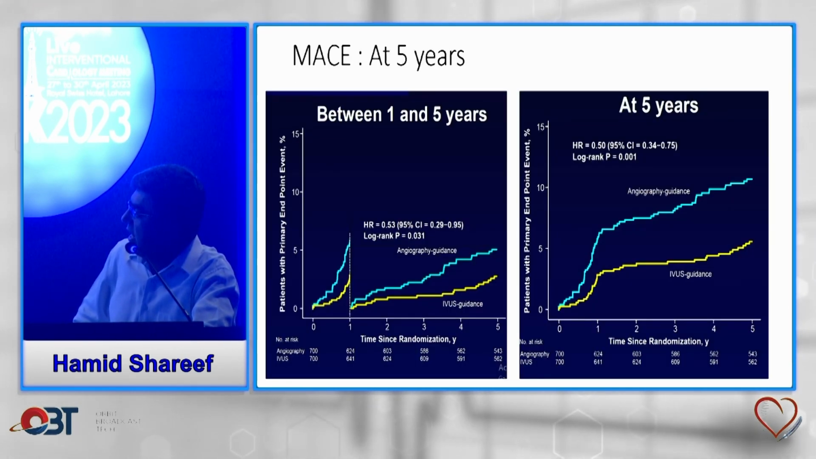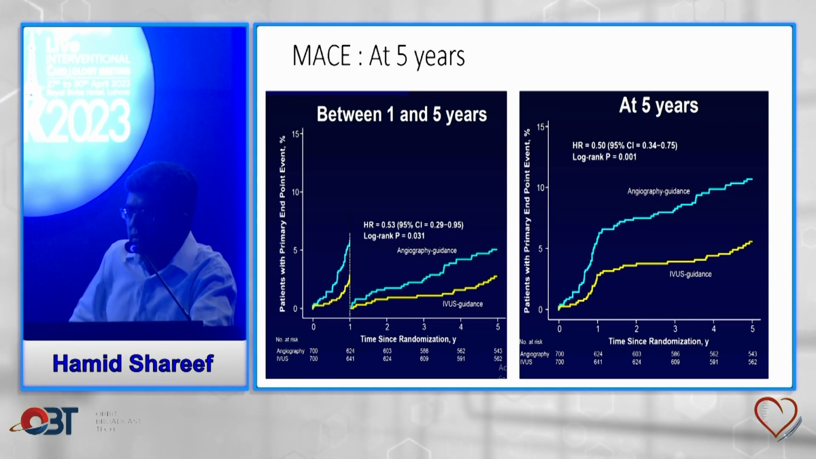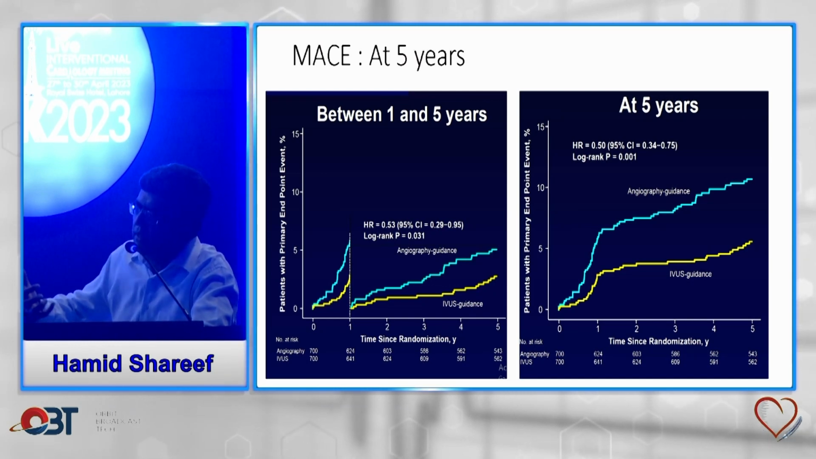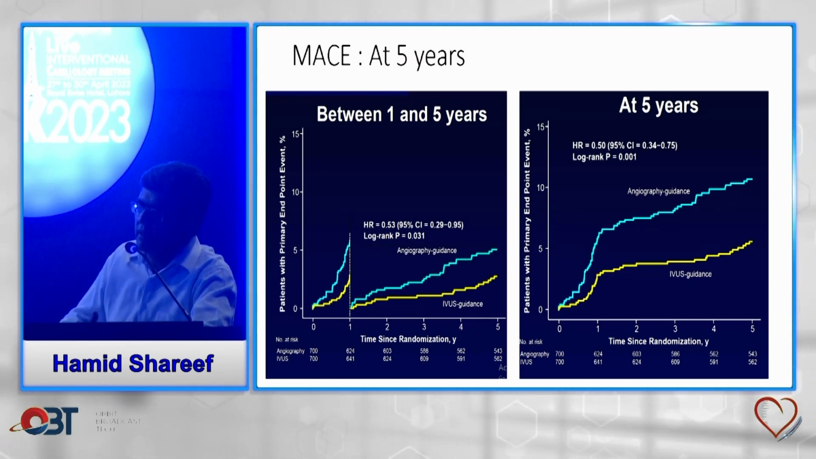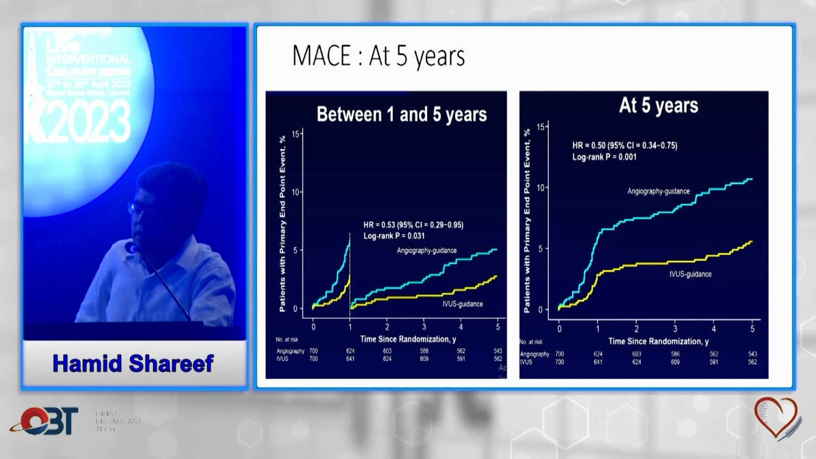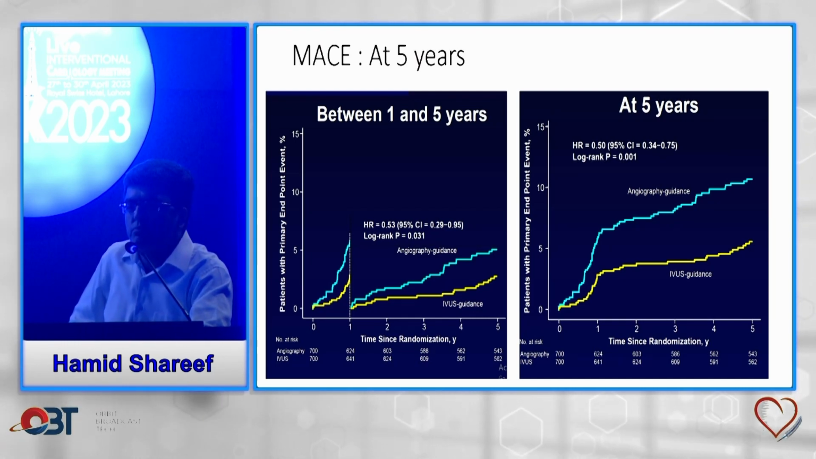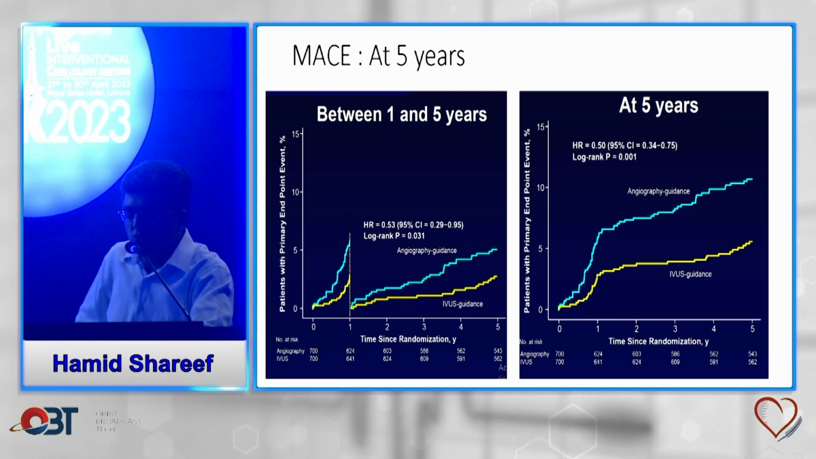It was significant at 5 years as well, and you see that the graphs are still deviating over a period of 5 years. If you extrapolate them over 10 years and 15 years, we still think that the graphs will further deviate. Thus, IVUS-guided PCI definitely has improved outcomes when compared to coronary angiography-guided PCI.